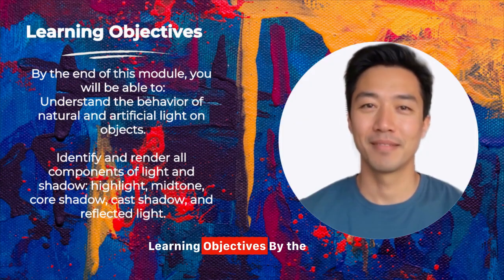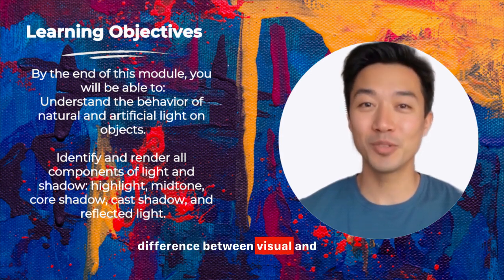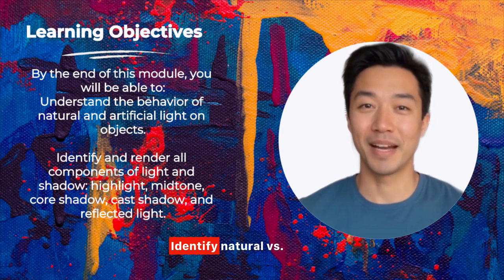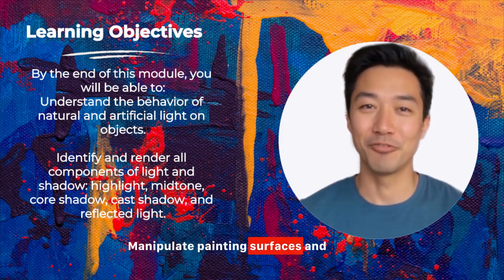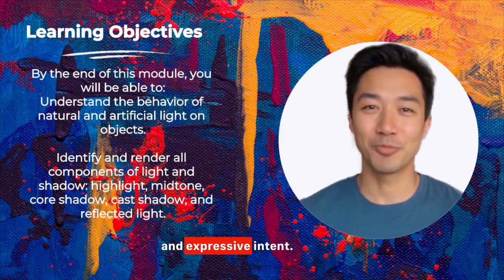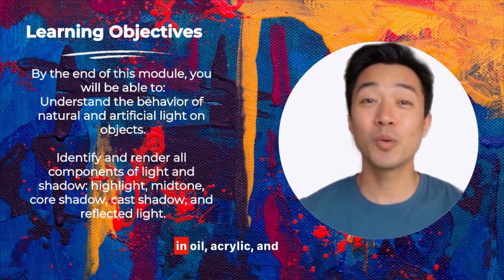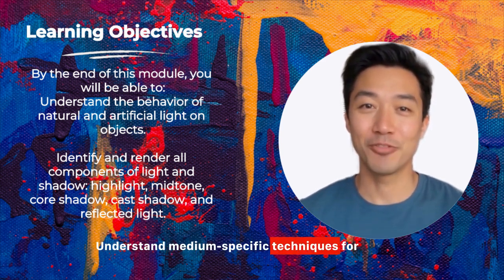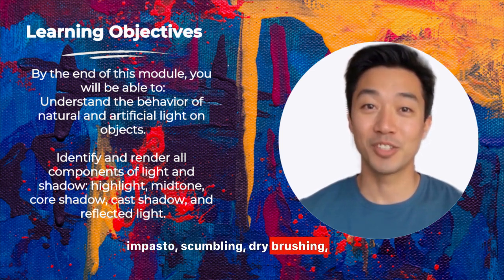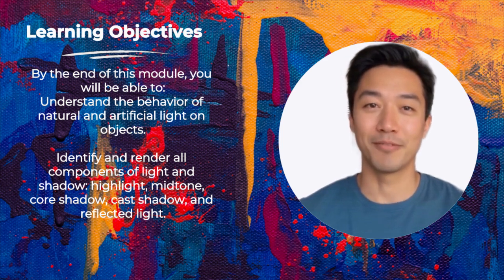Learning objectives. By the end of this module, you will understand the difference between visual and tactile texture, identify natural versus artificial textures and their symbolic/functional roles in painting, manipulate painting surfaces and grounds to enhance adhesion and expressive intent, use traditional and experimental tools to build texture in oil, acrylic, and watercolor, understand medium-specific techniques for impasto, scumbling, dry brushing, glazing, masking, scratching, pouring, and more.